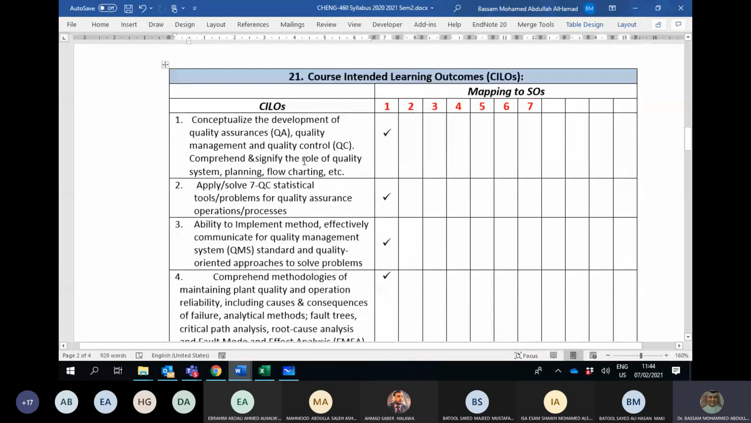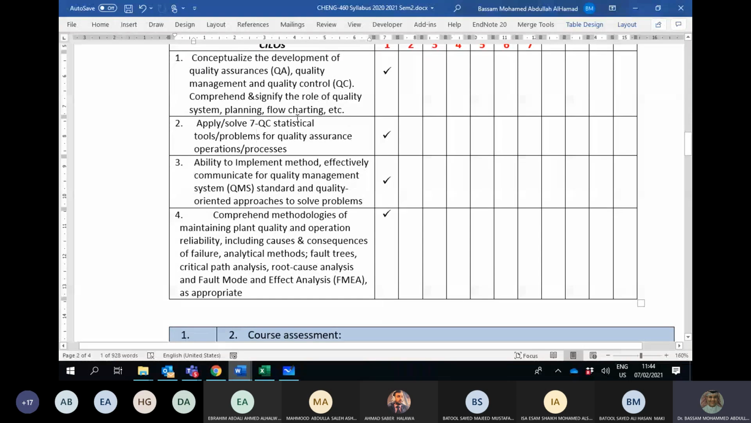So our course outcomes: conceptualize the development of quality assurance, quality management, quality control. I talked about quality management, but there are some other things called quality assurance and quality control as well. Apply the 7 QC tools. So we are going to study the 7 QC tools. There are QC tools, the old ones and the new ones. They're two totally different sets. So there are 7 plus 7, 14 different quality control tools, and we are going to study all of them.